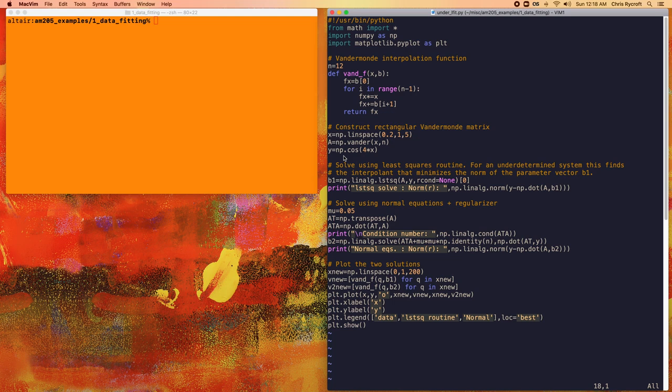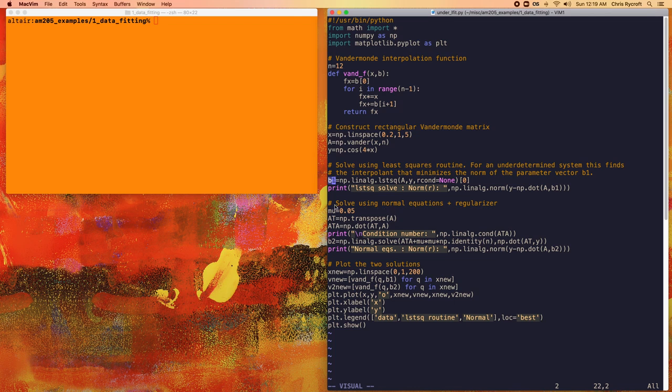So we'll now look at 2 different methods to solve this underdetermined system. And we'll first look at using Python's least squares routine, the lstsq function. And if this function is passed an underdetermined system, then it will return the solution to the constrained minimization problem. It will find the solution b that satisfies the constraint Ab equal y while minimizing the norm of the parameter vector b. And we'll call this and store the solution in b1, and we'll then calculate how well our fitted polynomial matches our 5 data points.